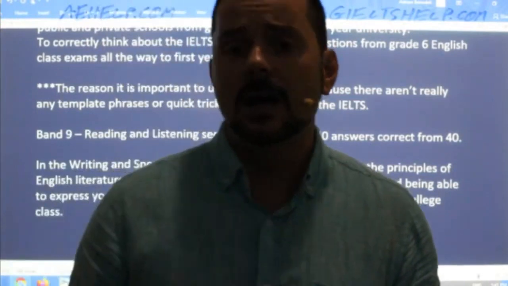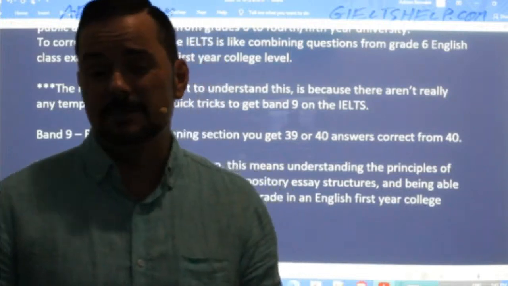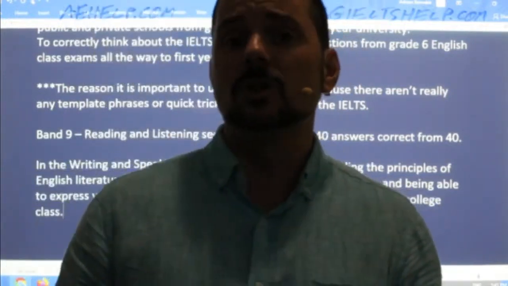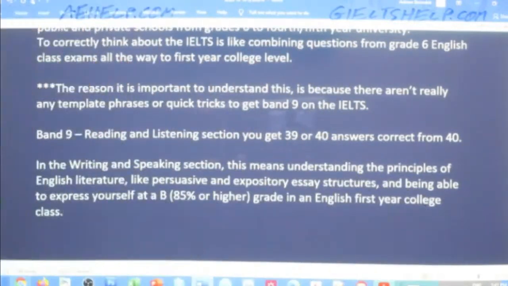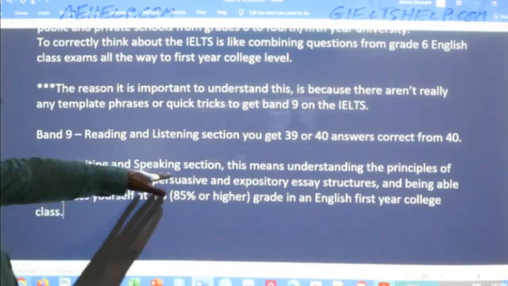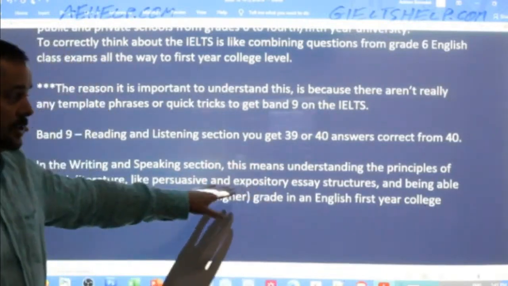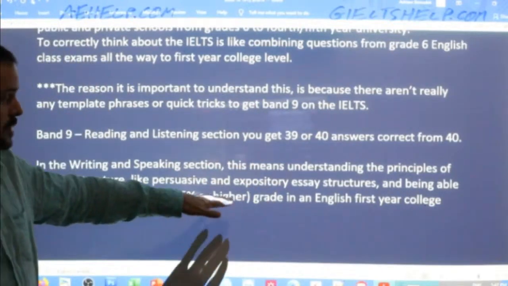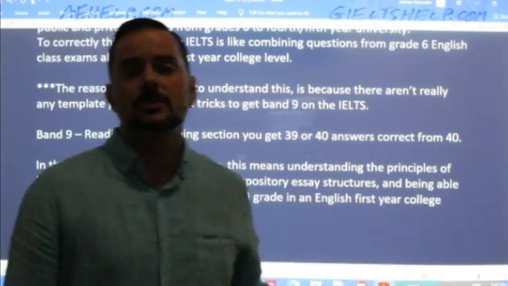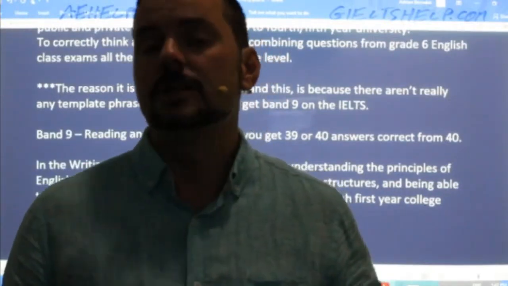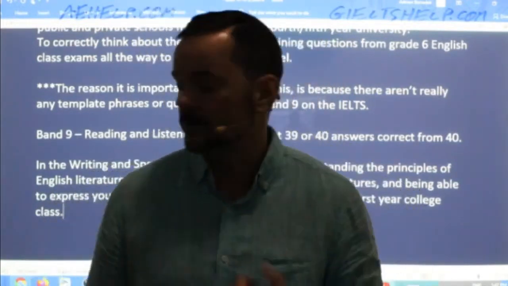That's because they will teach you a lot of these skills there, but you do need a band 6.5, oftentimes a band 7, because a band 7 is closer to a grade 12 level B of the English language. So that means that in the writing and speaking section, you understand what a persuasive essay is, what an expository essay is, what an indirect or direct thesis is, what you need to use, and you can express yourself at that level. You can give a presentation in a first-year college class, and it would be well received and well understood. So that's what a band 9 is.